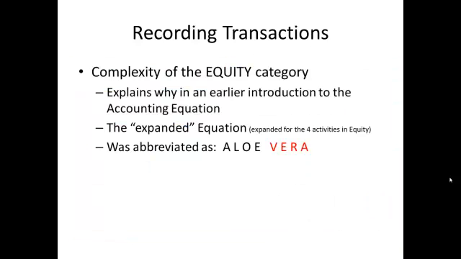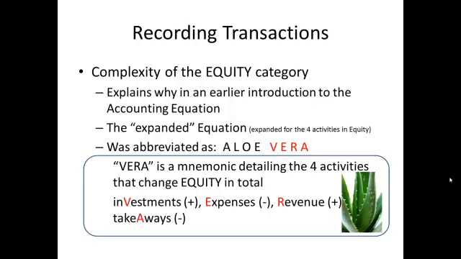Now, the complexity of the equity category explains why in an earlier introduction to the accounting equation, and I refer to the expanded accounting equation, I abbreviate it as aloe vera. Assets equals liabilities plus owner's equity, and the vera portion of the phrase is a mnemonic or memory device detailing the 4 activities we just discussed that change the equity category in total. Investments increase it, expenses decrease owner's equity, revenue increases it, and takeaways or divestments to the drawing account decrease owner's equity.